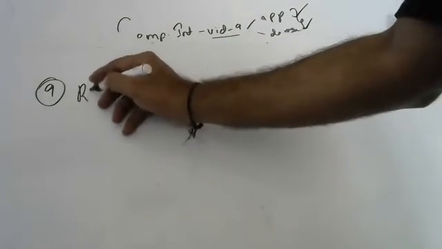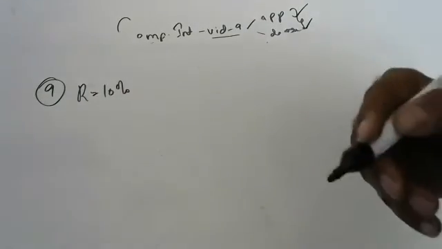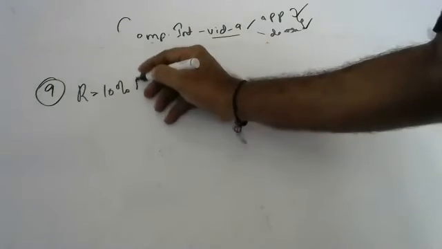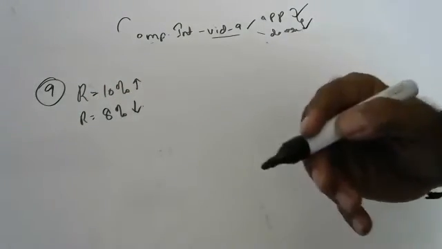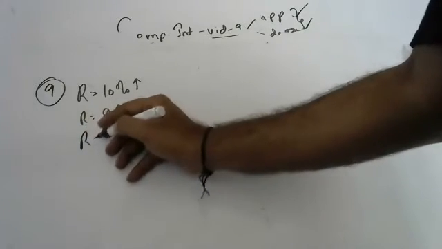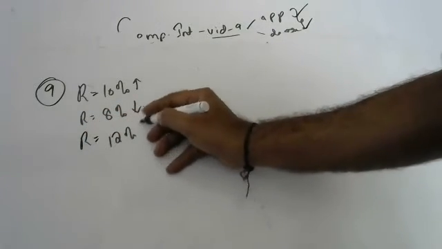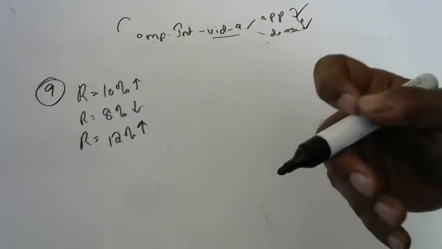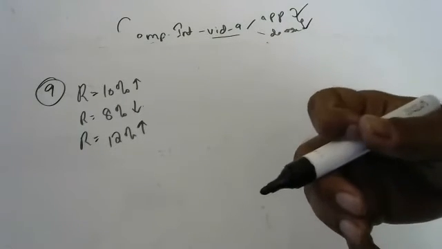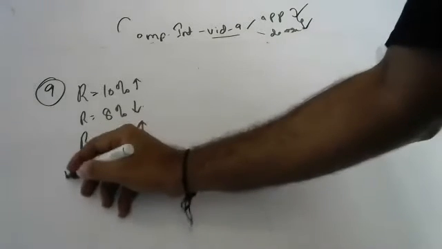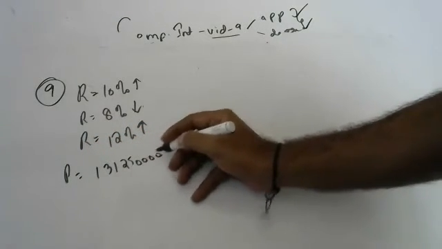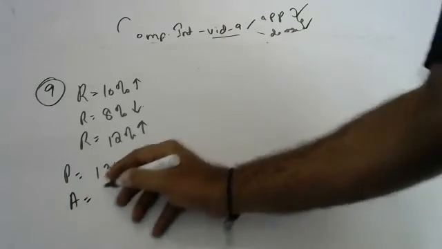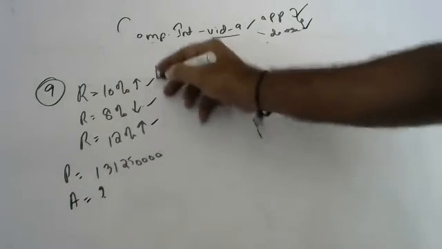The count of bacteria in a culture grows by 10% in the first hour. In the second hour, it decreases by 8%. And in the third hour, it again increases by 12%. Originally the sample has 1,312,500 bacteria. After 3 hours, that is 1, 2, 3, how much will it be? Can you tell them?